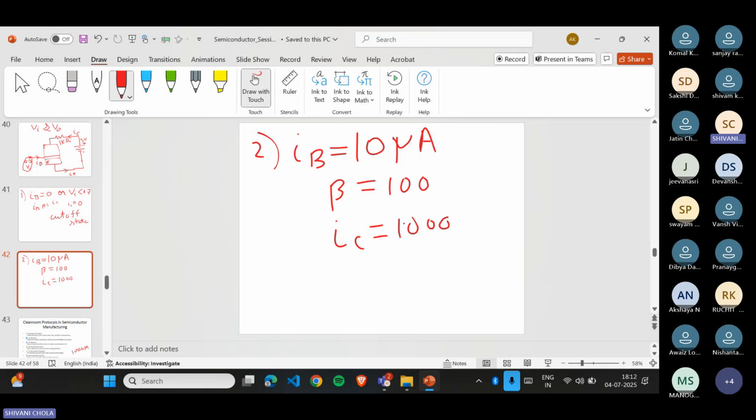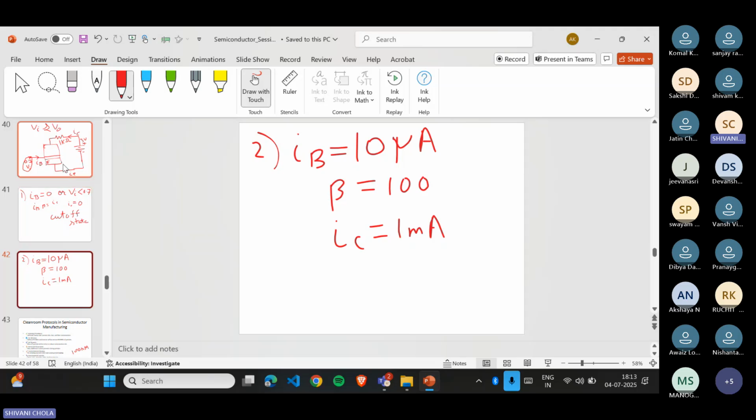And I can also write it as 1 milliampere, right? Because microampere means 10 to the power minus 6, and you are multiplying it with 1000. So 10 to the power minus 3 ampere, which is 1 milliampere, right?